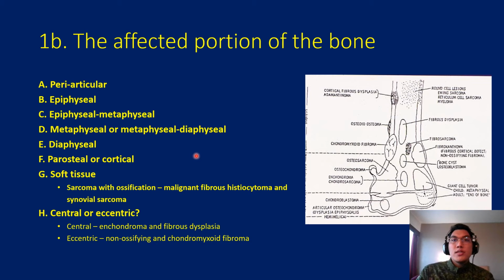For soft tissues, some lesions with calcified or ossified matrix may be present and well visualized on conventional radiographs. Examples include your myositis ossificans and soft tissue sarcoma with ossification that might include malignant fibrous histiocytoma and synovial sarcoma. Next one is, is the lesion central or eccentric in location? Central lesions include your enchondroma or your fibrous dysplasia. On the other hand, eccentric in location usually involves your non-ossifying fibroma and chondromyxoid fibroma.